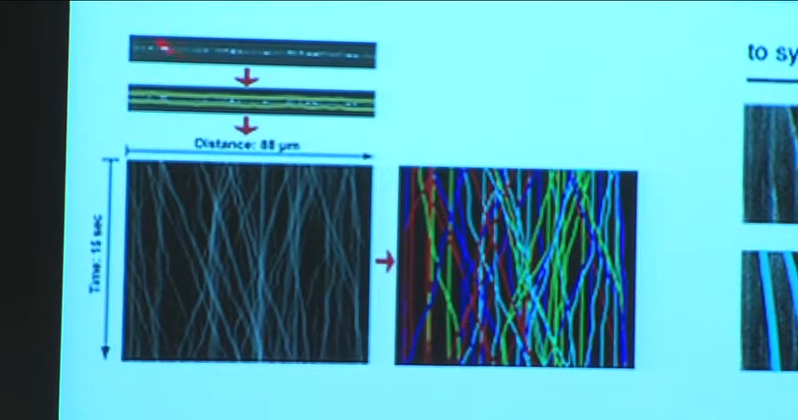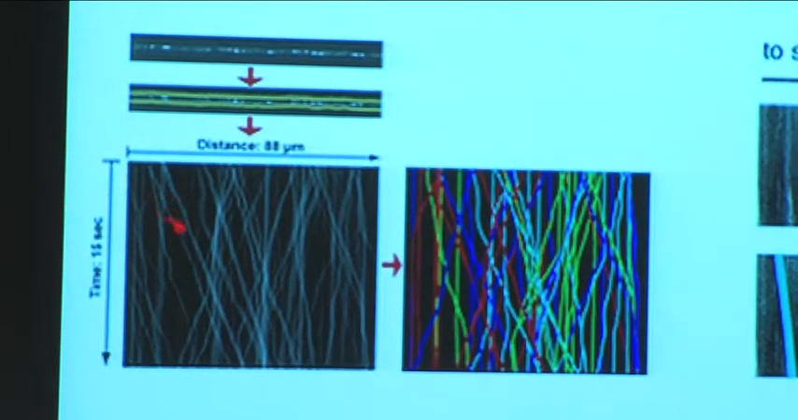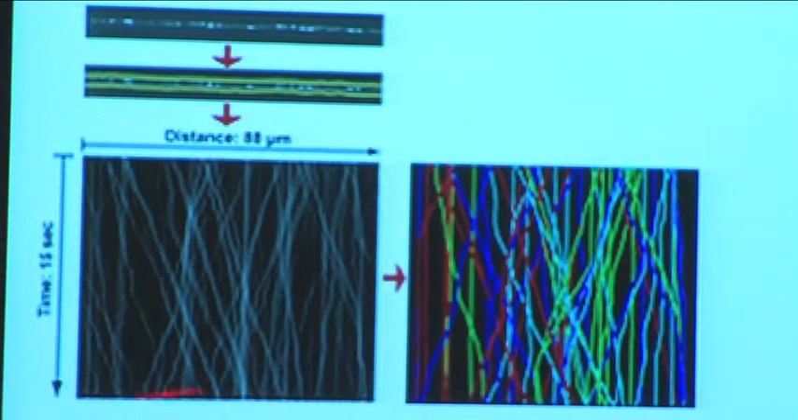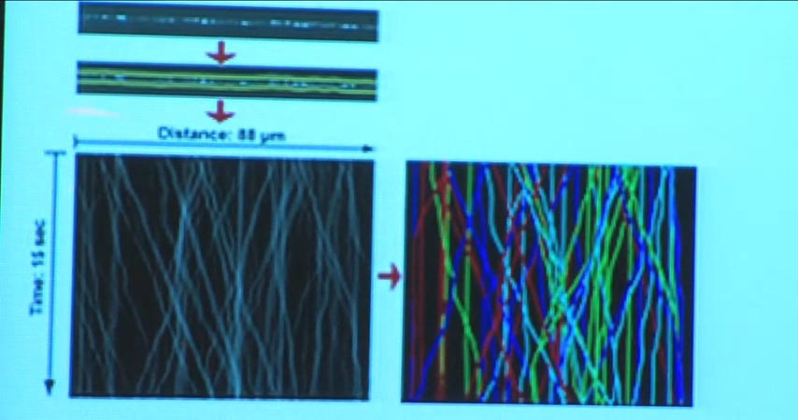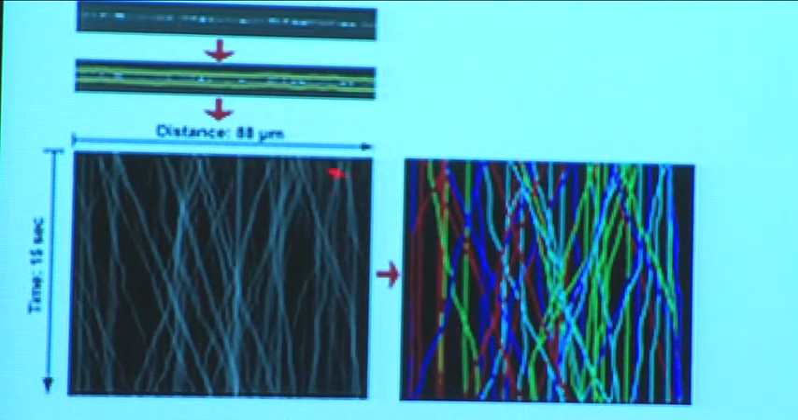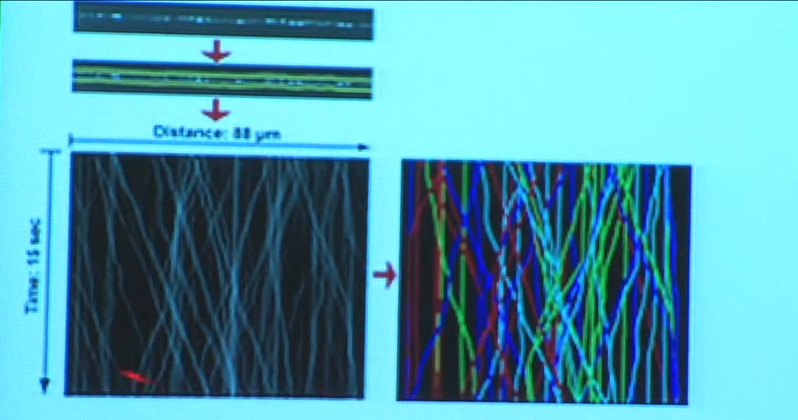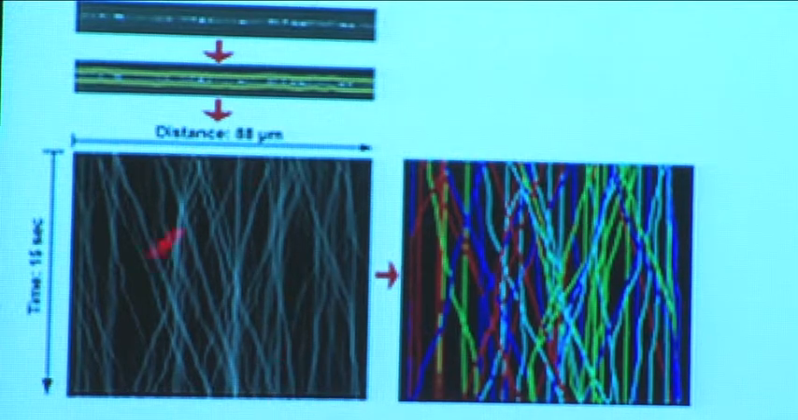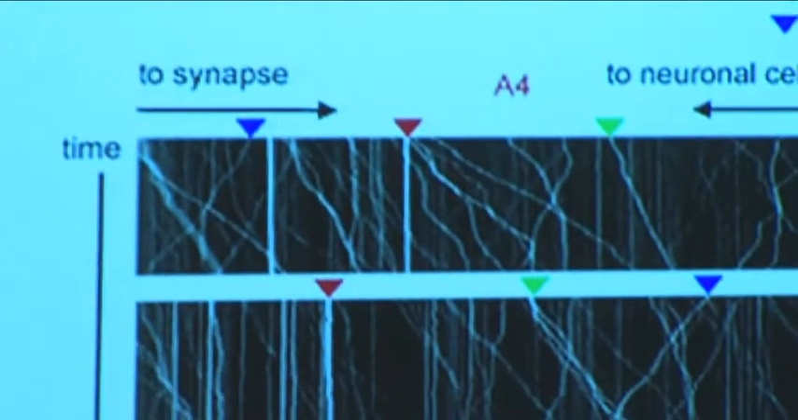For example, let's say this one: its position over time is represented by this trace. This axis is time, and this axis is position along the axon. So this represents one vesicle going towards the distal end. This represents another vesicle going back to the neuronal cell body. The ones that are more or less vertical do not move much. Those are stationary ones.